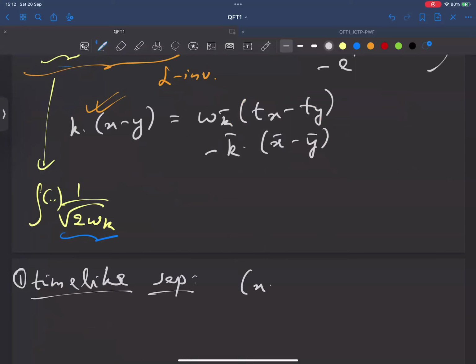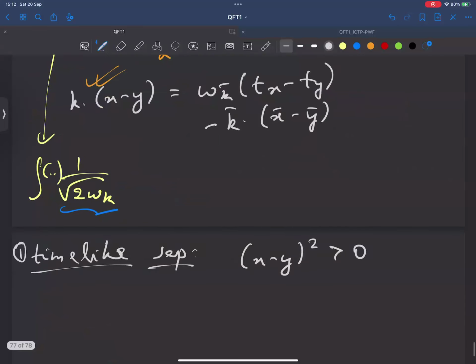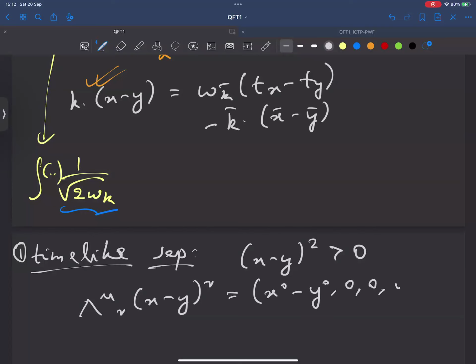So time-like separation means (x - y)² is greater than 0. Okay. So if you look at time-like separated points, you can imagine doing a Lorentz transformation on such a point so that you put all the dependence only on the time part.